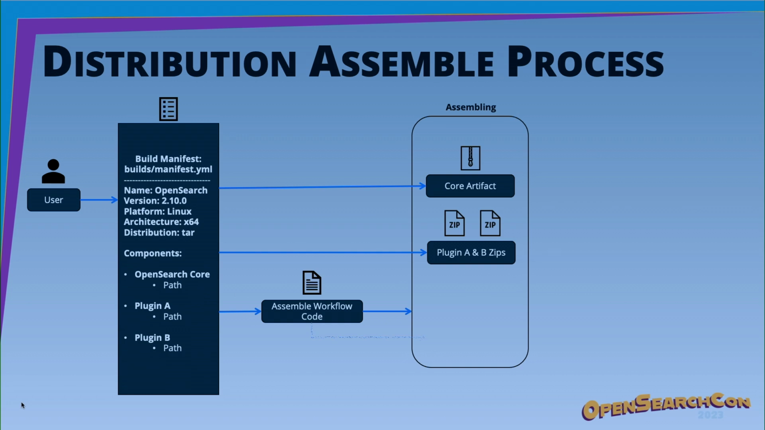Now, after we finish that, the assemble code will then generate a third manifest, which is called the distribution manifest. On the surface, this distribution manifest has nothing different from the build manifest.